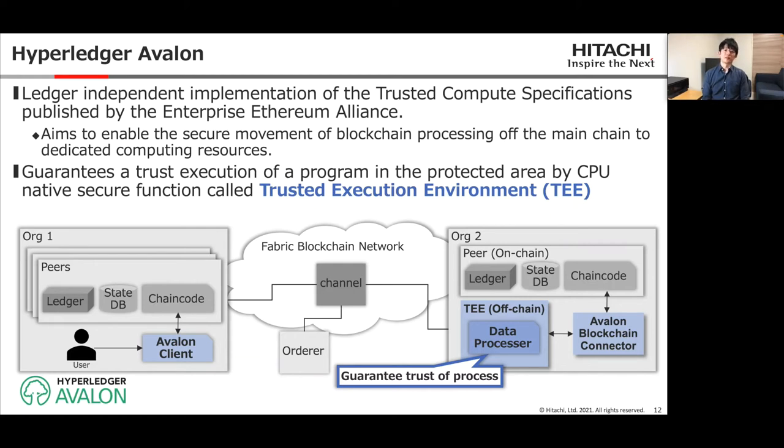Hyperledger Avalon is a ledger-independent implementation of the trusted compute specifications published by the Enterprise Ethereum Alliance. Avalon aims to enable the secure movement of blockchain processing off the main chain to dedicated computing resources. Avalon guarantees trusted execution of a program in a protected area by a CPU-native secure function called Trusted Execution Environment.